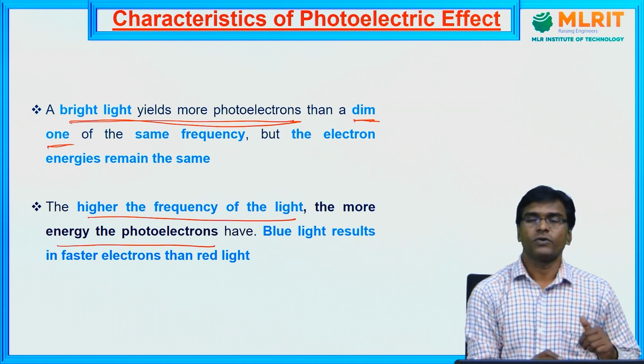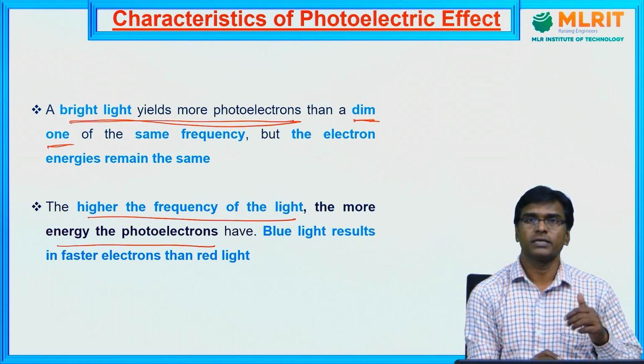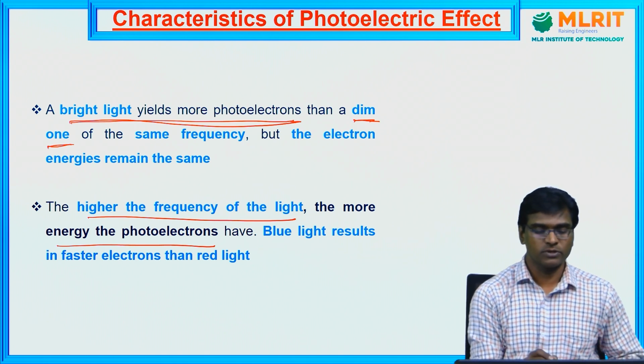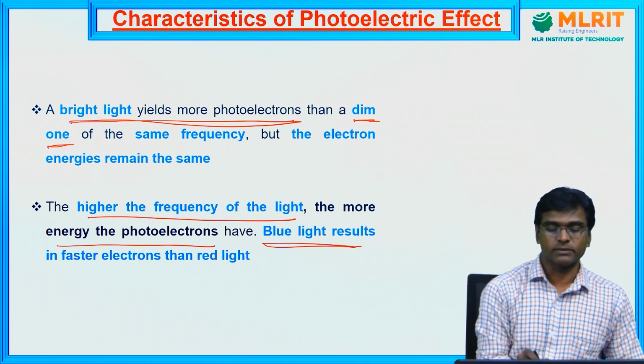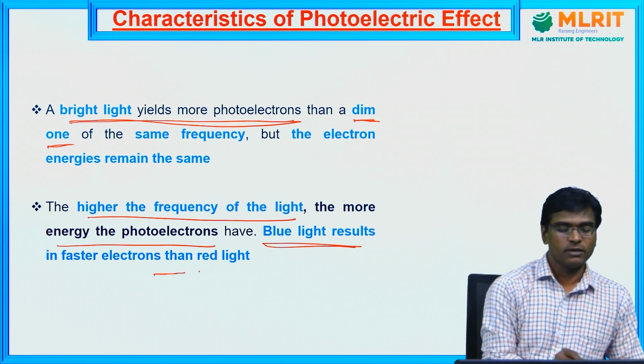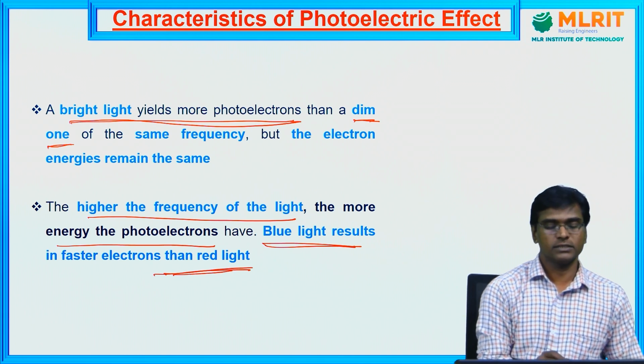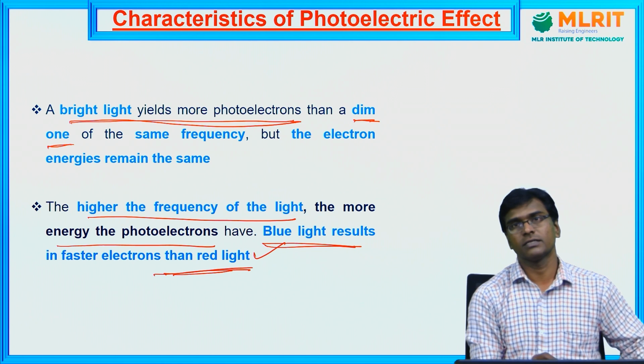If you shine high frequency incident light, then the electrons have more kinetic energy. For example, if you shine blue light, the electrons ejected with blue light have more kinetic energy than the electrons ejected with red light.